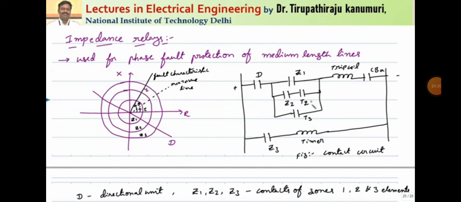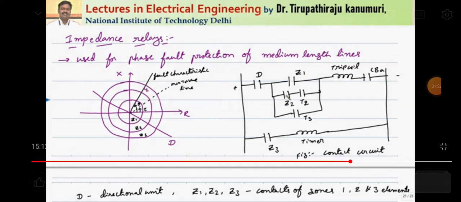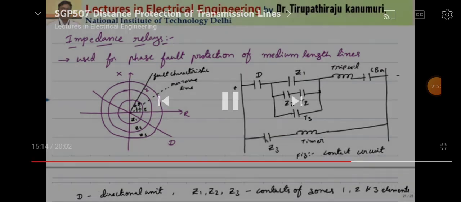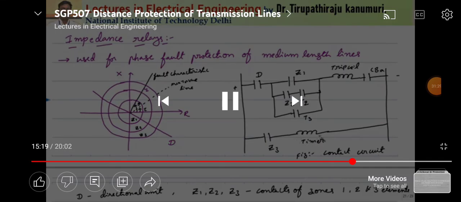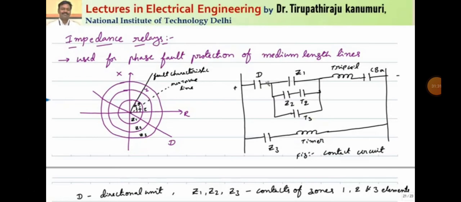So in that zone what happens? Z1 is not activated, Z2 is not activated, only Z3 is activated. So now what will Z3 do? The timer will switch on, and when the timer reaches the time T3, this circuit will be closed like this and your relay will operate.